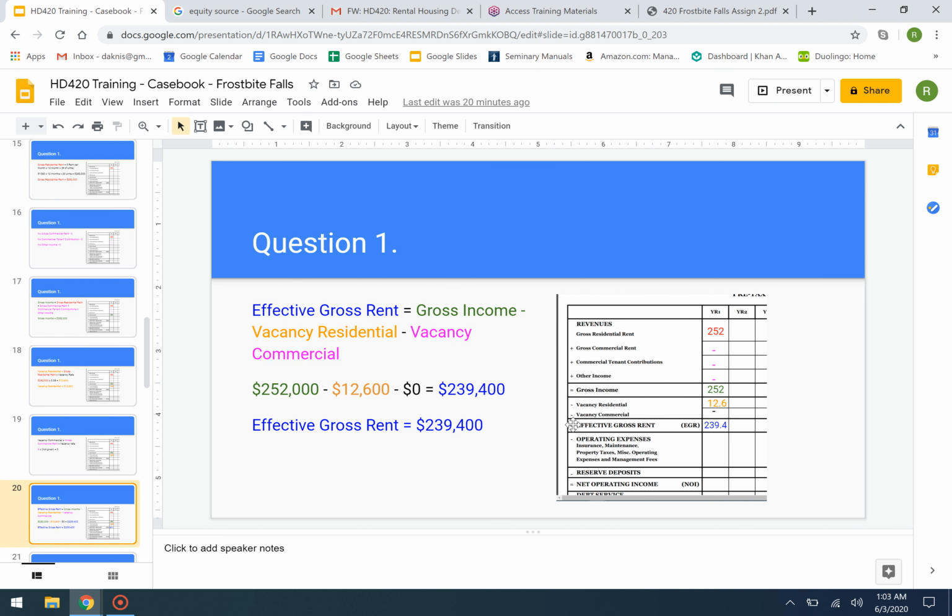Okay, so now use this equal sign, a good help for you to find the effective gross rent. What we're going to do is add the gross income, in green, minus the vacancy residential, which is the 12,600, and we would minus any vacancy commercial. So we get the 252,000 minus 12,600 minus 0 equals 239,400 for our effective gross rent. And that's blue, we'll plug that in right there.